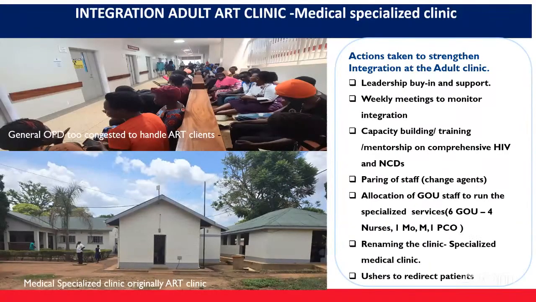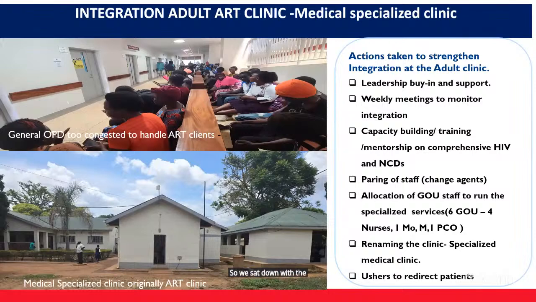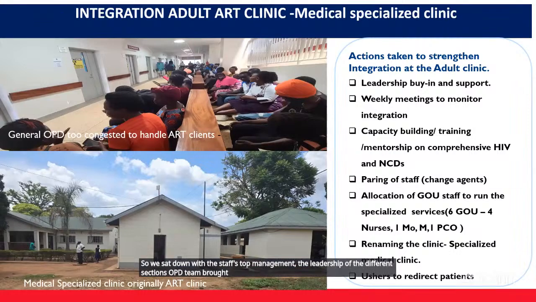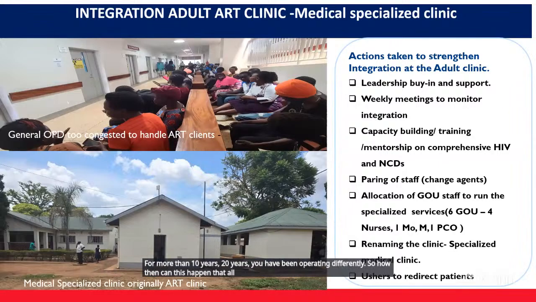Next slide. Now, when we got this circular in February, like in the previous presentation, the first discussion was: what do we do? What model do we take as a hospital? Do we integrate the HIV positive in OPD? So we sat down with the staff, top management, the leadership of the different sections, and the OPD team was brought on board. I remember the first meeting, like any other change process, we had a lot of resistance. It was like, that is not possible. For more than 10, 20 years, you have been operating differently. So how can it happen that all these patients are going to be offloaded in OPD?